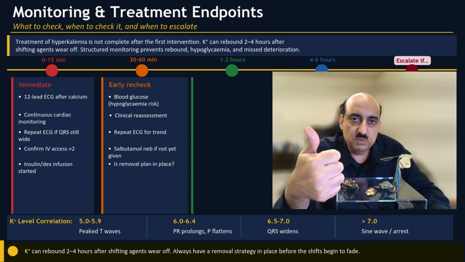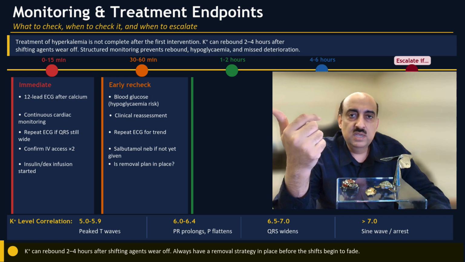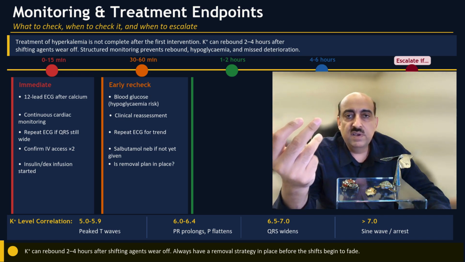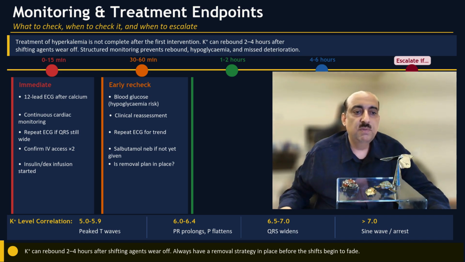Monitor glucose, because there is a risk of hypoglycemia. Clinically reassess the patient with symptoms, look at the ECG for the trends, and finally give salbutamol nebs if not given earlier, and also think about the removal plan.